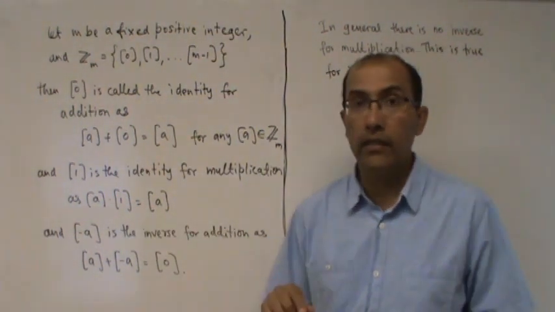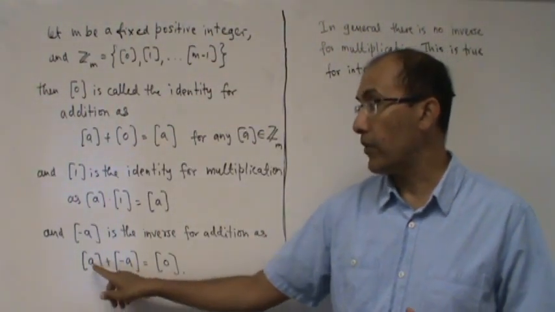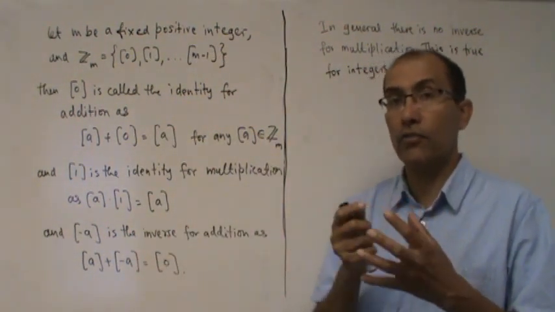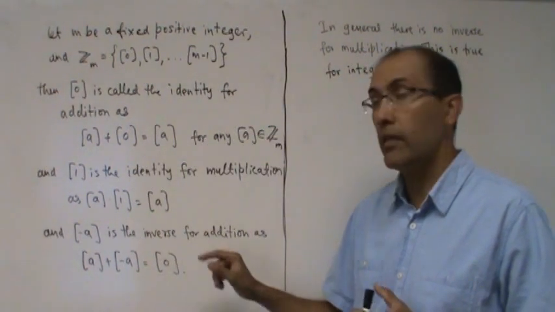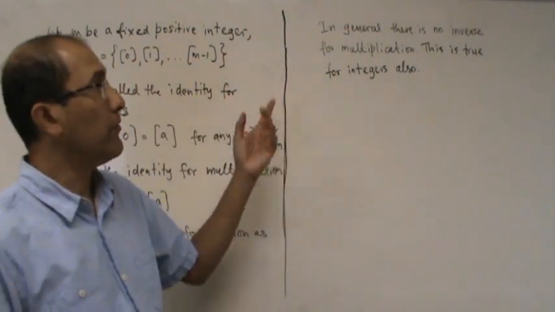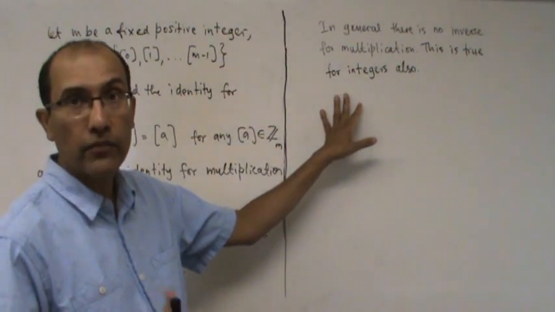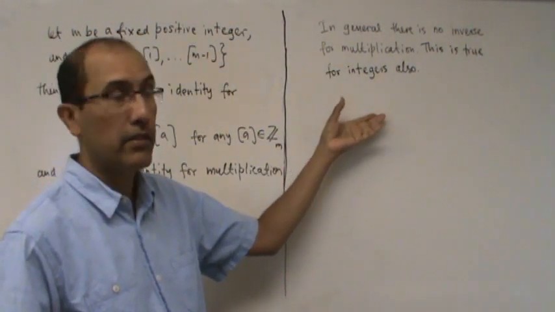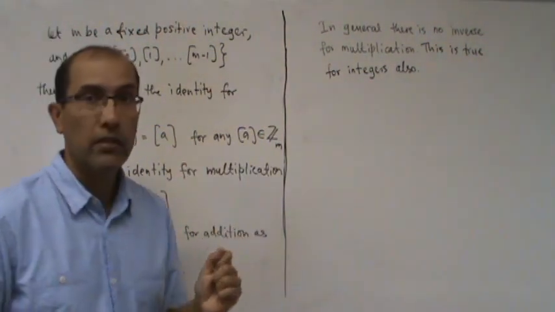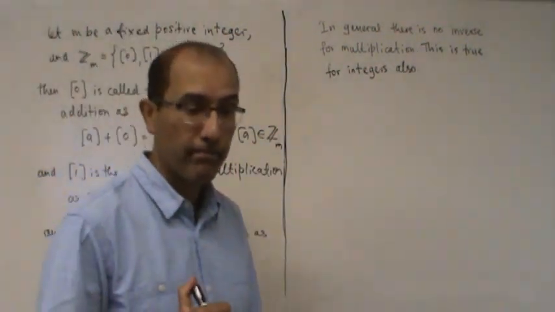And the negative of a congruence class is the inverse for the addition, because if you have a congruence class A and you add the negative of A to it, you get the identity. In general, there is no inverse for multiplication, and that's true for integers as well. If you just look at numbers, you will see these things, but there is an inverse in special cases for congruence classes, but not for integers.